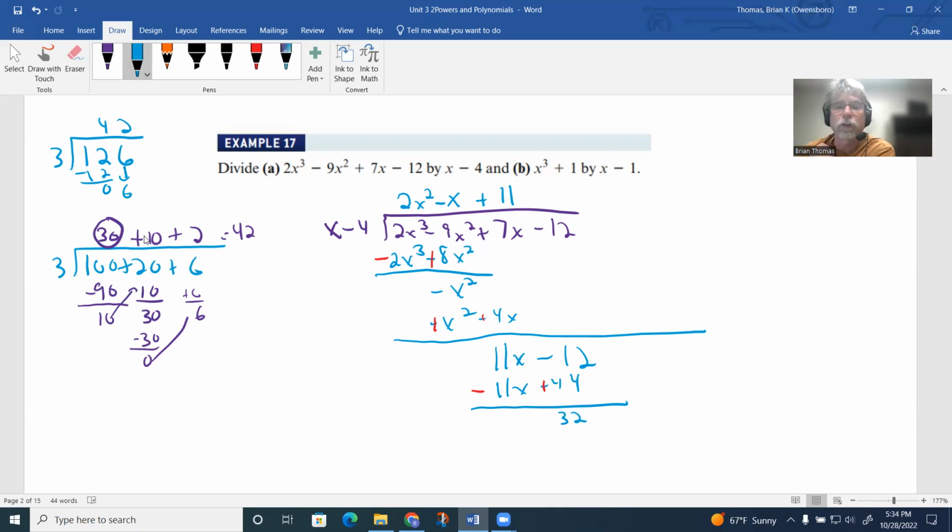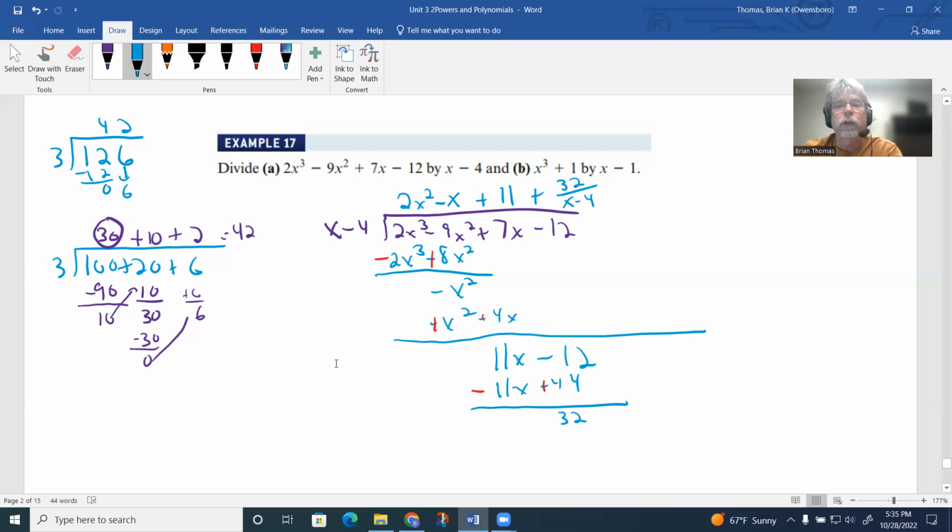So since this remainder is smaller than the degree of this over here, you know, this is a degree 1, this is a degree 0. So once this falls below the degree 1, we can no longer do any math. So this becomes a remainder. So sometimes the remainder is written as 32 over x minus 4, or sometimes they just call it remainder 32.